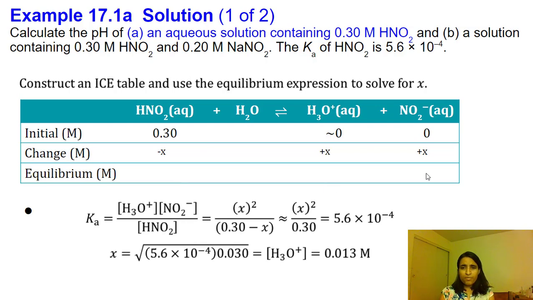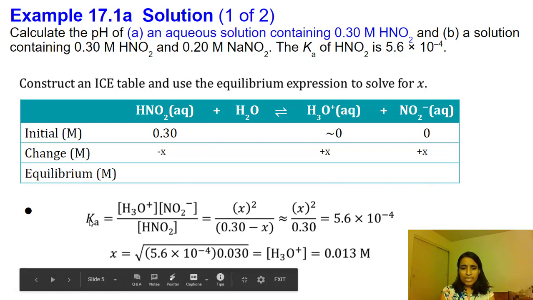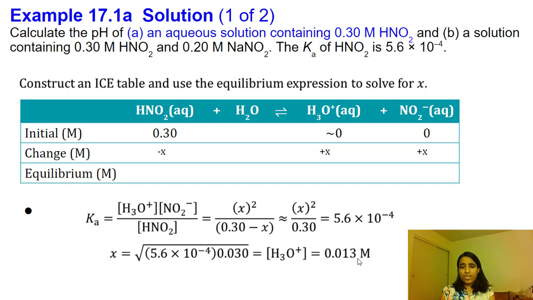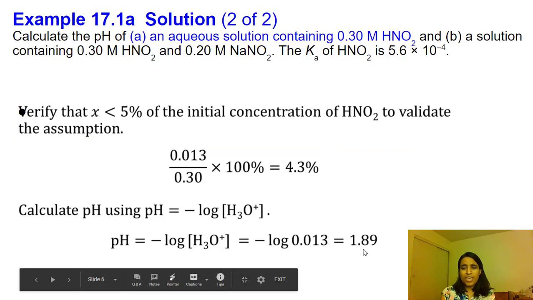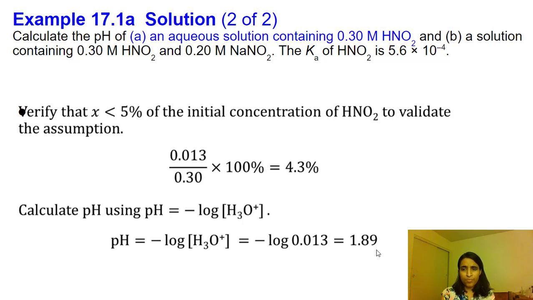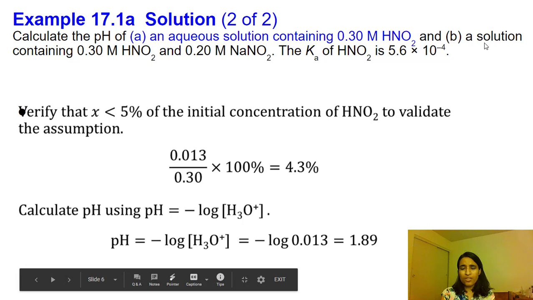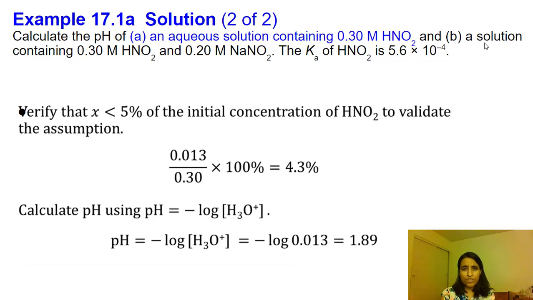So we go ahead and put it in the Ka equation to get our hydronium ion as 0.013 molarity. Now if you have the hydronium ion, which was the x over here, that means you can find the pH. So remember this number 0.013, and the final pH is 1.89.